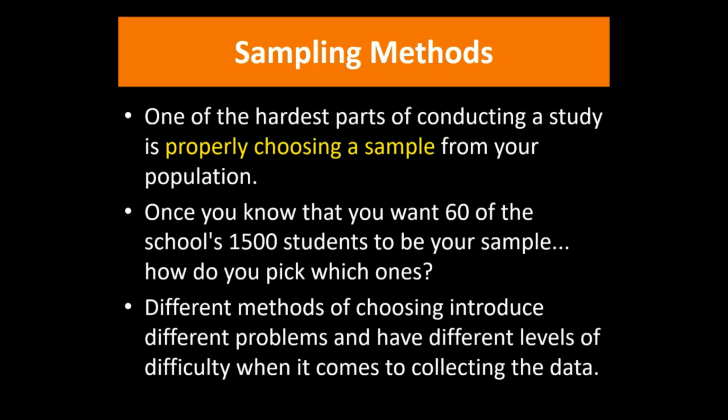Okay, so for our school example, for the yearbook, we're going to try and sample 60 kids from our school of 1,500. Now the question is, how do we choose those 60 kids? And let's take a look at some specific methods that we can refer to and talk about their pros and cons and how they work.